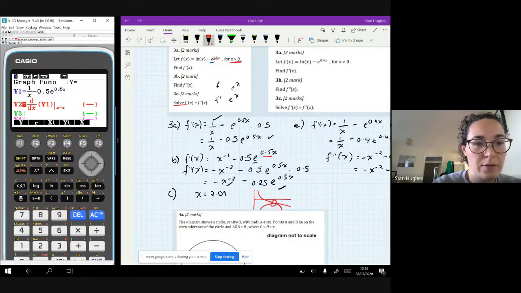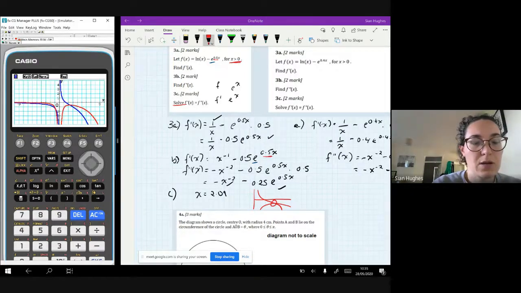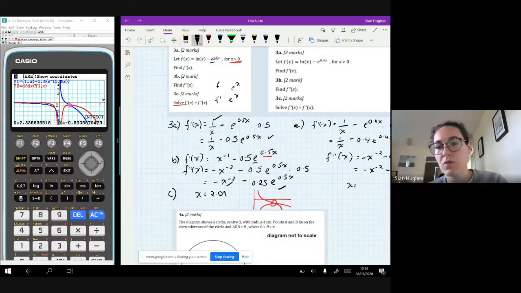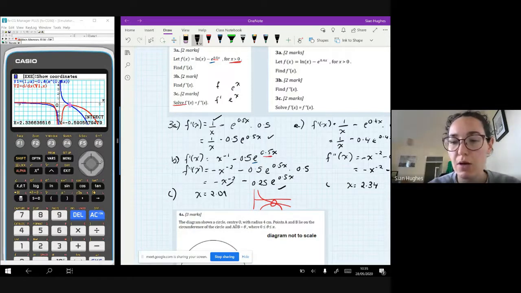So if I was to do that for the American question, then all I would need to do is change these to 0.4s. And again, I've left it on this window, but we're going to ignore your negative ones. And so I want the intersection, not the one that's found first, but this one. And you get an answer of x equals 2.34 for your part C.